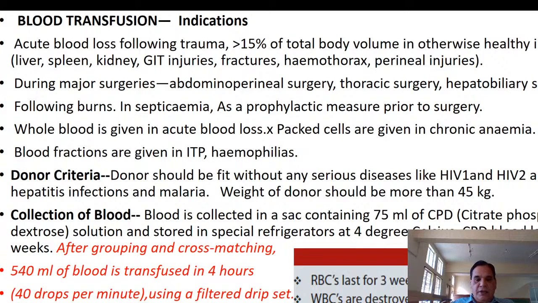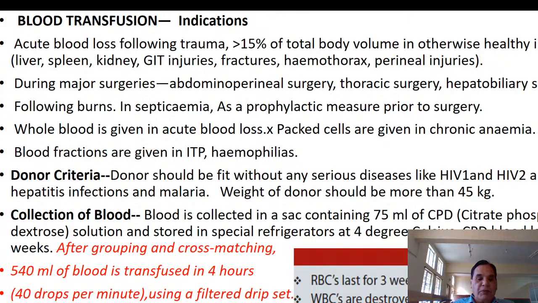Donor criteria. Remember them. You must be knowing it. Donors should be fit without any serious illness and without HIV 1 and 2 infection. Weight of the donor should be more than 45 kg. How is it collected? It is collected in a bag containing 75 ml of CPD or SAG-M. CPD blood is stored for 3 weeks. SAG-M blood is stored for 5 weeks.